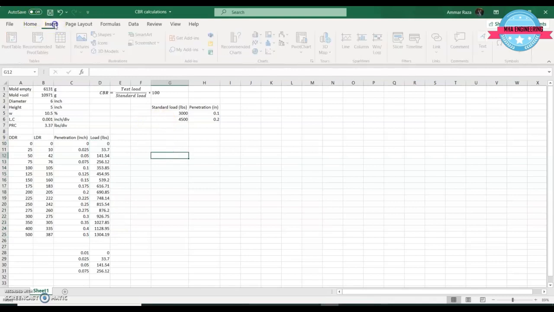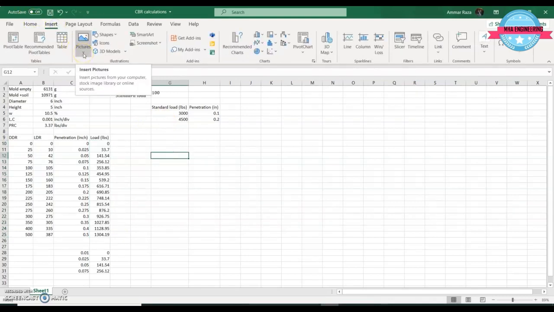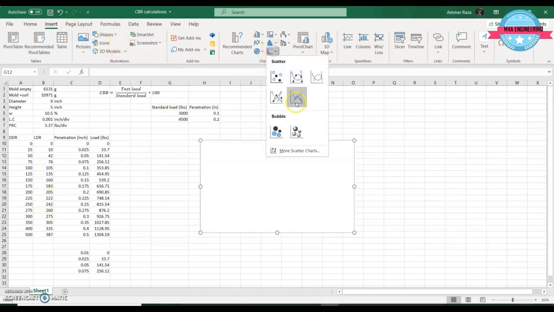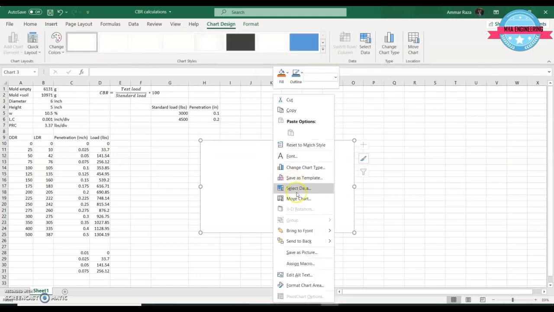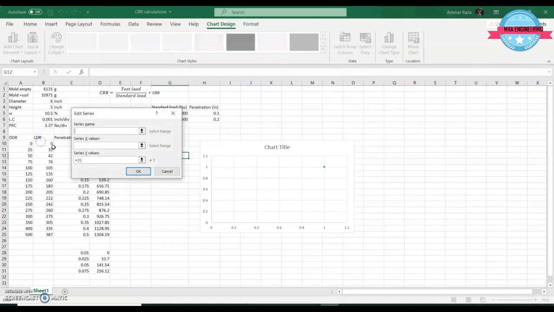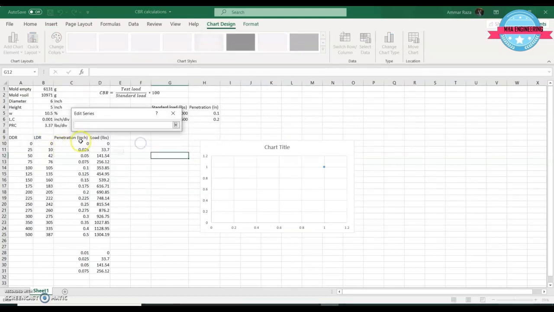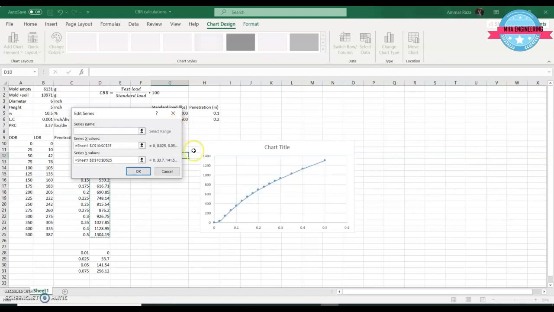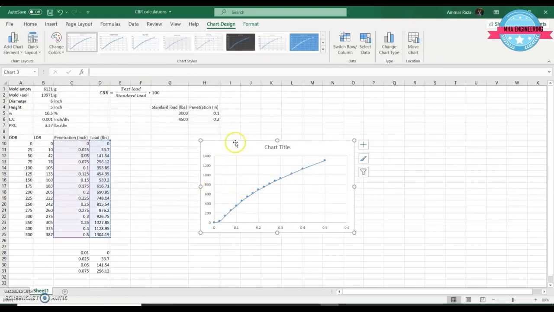So what we have to do is plot a graph of our penetration on the x-axis versus our load on the y-axis. So scatter, select the data, add. Now your x-axis will be the penetration of the plunger, and your y-axis will be the corresponding load. And this is your graph.